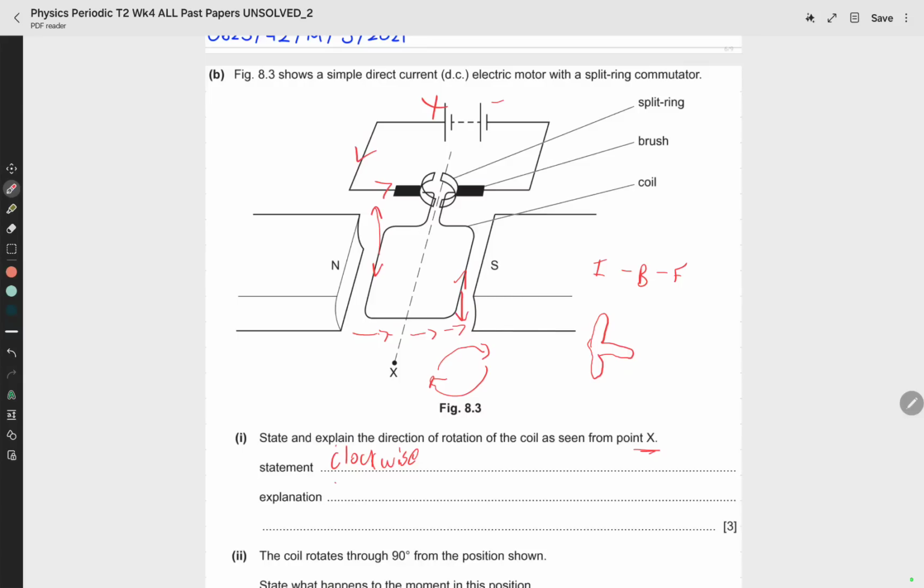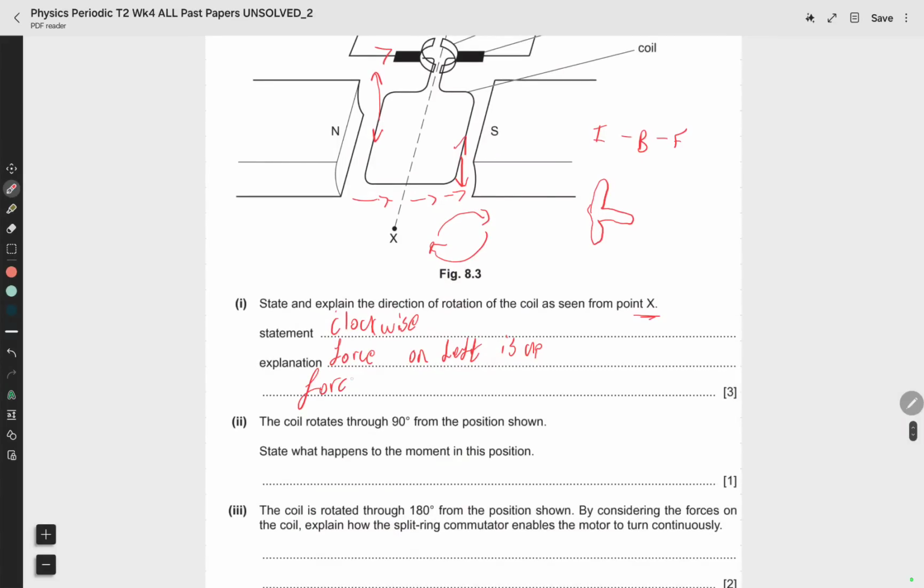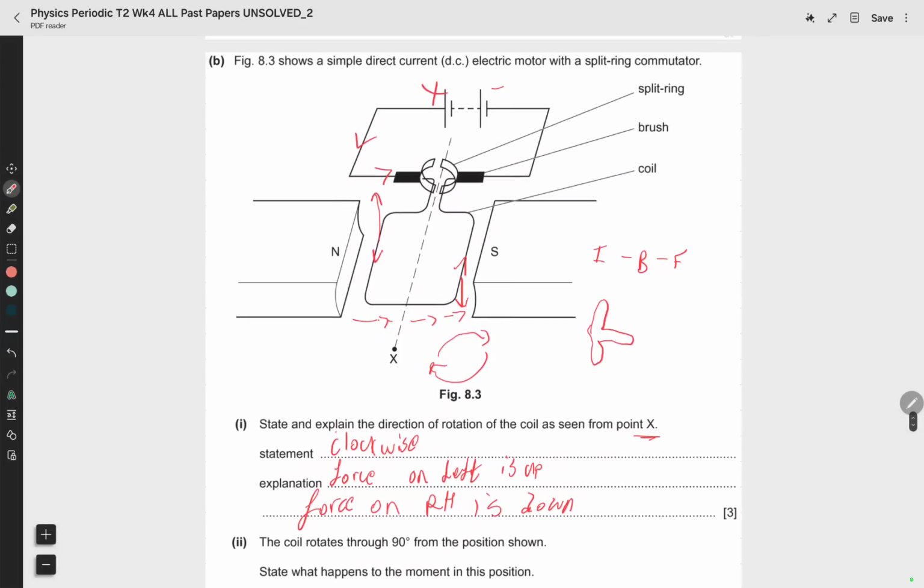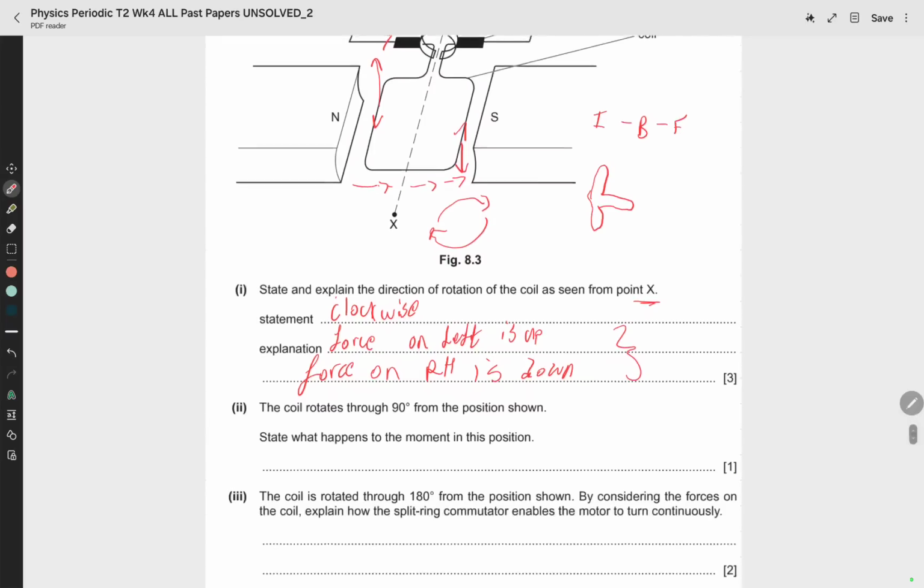Y, the force on the left is up, force on right is down, right? That's correct. In this case, if you just said see arrows on diagram, that's correct. But don't rely on it, obviously. If you want the marks, you should write this over here, okay?